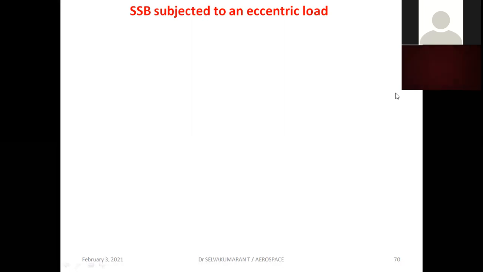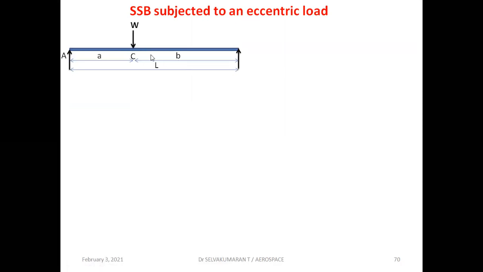Okay, so next we are going to see a simply supported beam. SSB is nothing but simply supported beam, subjected to an eccentric point load, which is nothing but a point load other than at the middle. The point load may act anywhere along the length of the beam, except at the middle. We call it an eccentric point load.